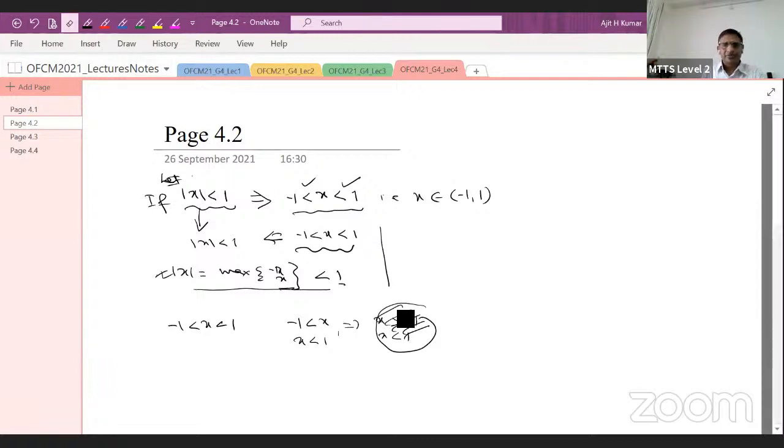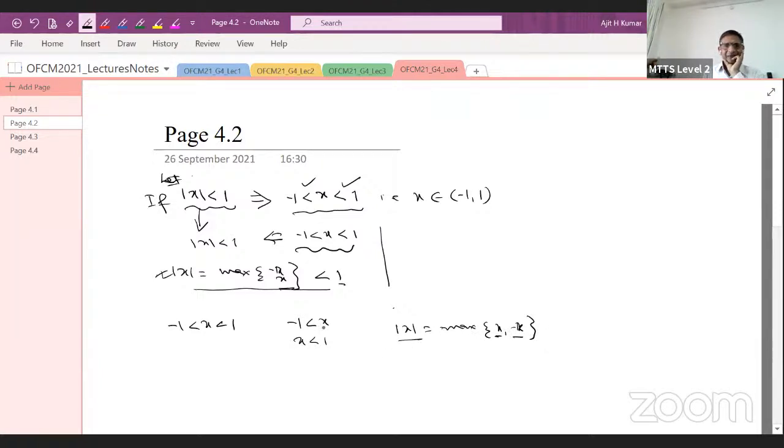Let's keep it in this. We should always keep in mind what we want, right? From this, we want to conclude about mod x. What is mod x? Maximum of x and minus x. So if both are less than 1, this maximum will also be less than 1, right?